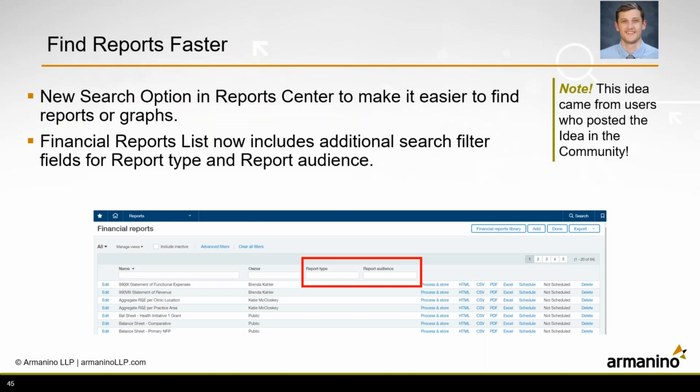Obviously, you could use Control F, but this also lets you use keywords that might be in descriptions. So it's really going to search through a little bit of everything. Cool new addition here in Find Reports Faster. And then specifically within the financial reports list, shown on this screenshot, you're going to notice two new filters, the report type and report audience. These can be populated as you create or edit reports, to help you search and find things a little faster within these lists. And next slide.